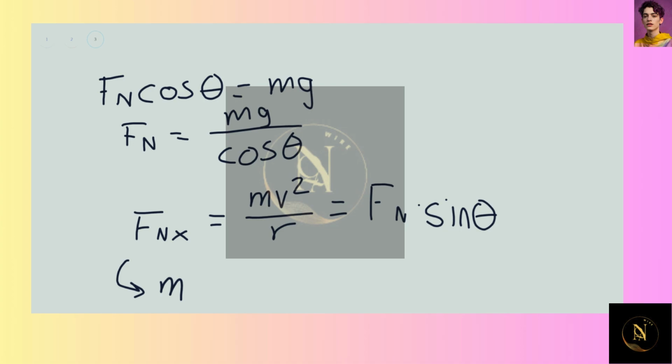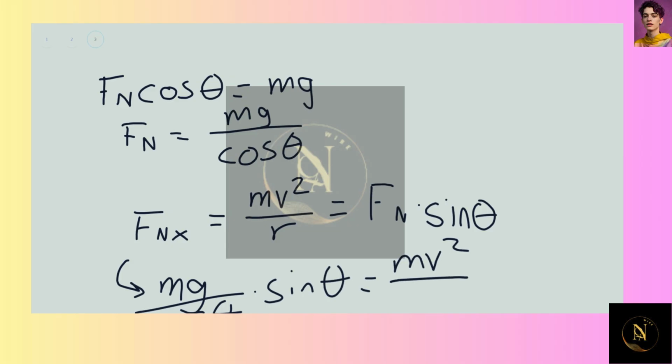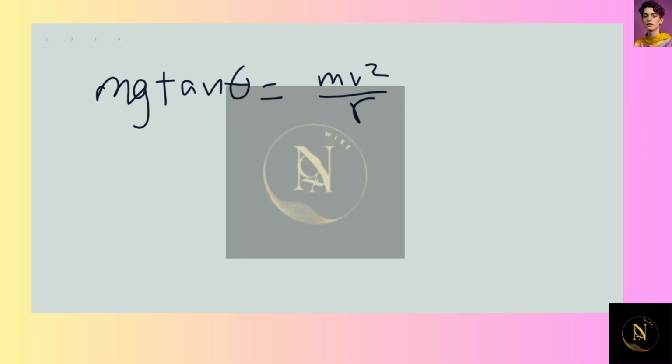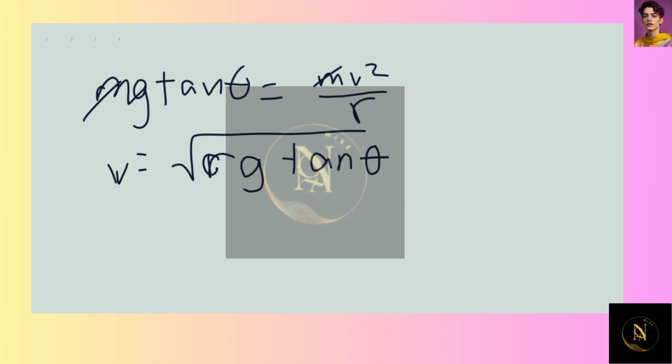if we plug in mg over cos theta times sine theta equals mv squared over r, we get that mg tan theta equals mv squared over r. Now we want to solve for velocity, and we have that in terms of known quantities now. So we can say that v is the square root of rg tan theta. Let me make that r a little bit cleaner.